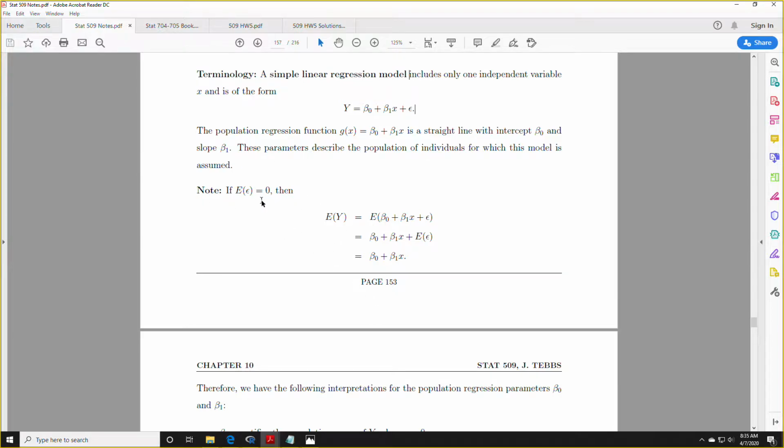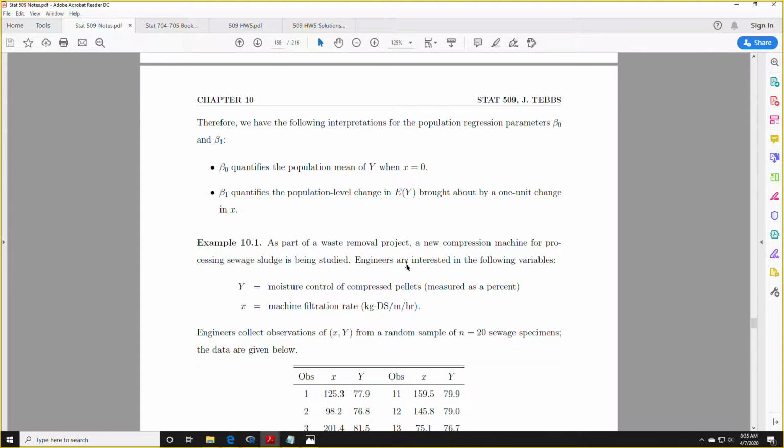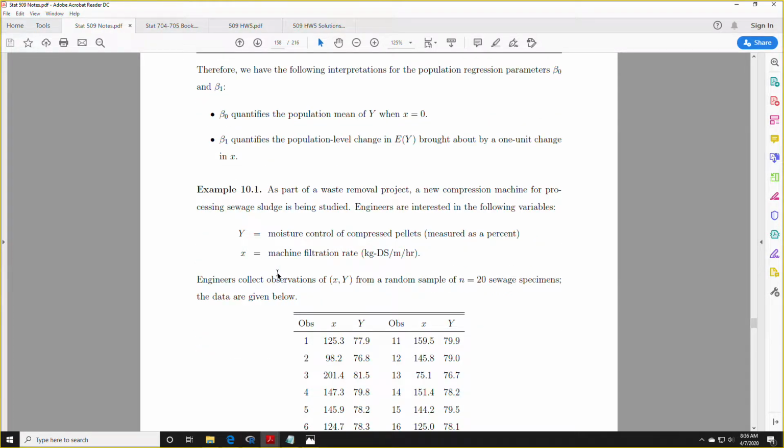So we said if the expected value of epsilon is 0, then the expected value of y is just beta naught plus beta 1 x, right? So just the intercept plus the slope times x. And even though x is what's called the predictor variable, the predictor variable is always assumed to be known and observed, which means it's not random anymore. And so we talked about beta naught as the intercept, beta 1 as the slope.